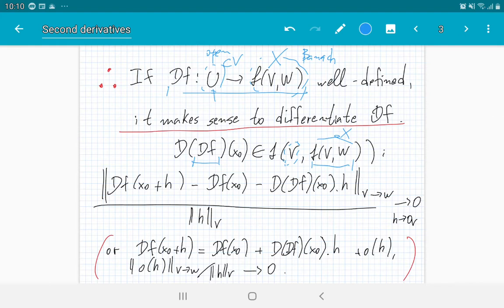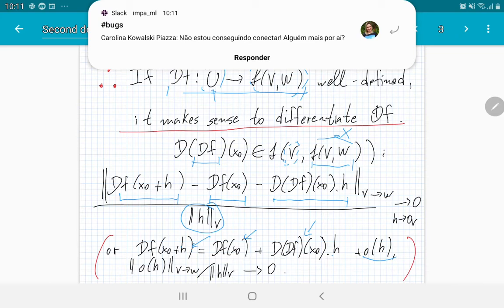And of course, the definition of the derivative of the derivative is just that if I compute this function here, df at x naught plus h, and I subtract df at x naught, and the derivative applied to h, when I divide everything by the norm of h and send h to 0, this thing should go to 0. Or, in this other way I sometimes write things down, the derivative at x naught plus h is equal to the derivative plus the derivative of the derivative applied to h plus little o of h, which is just something that when divided by h goes to 0.